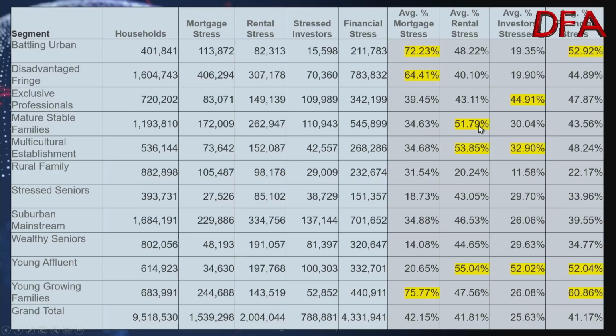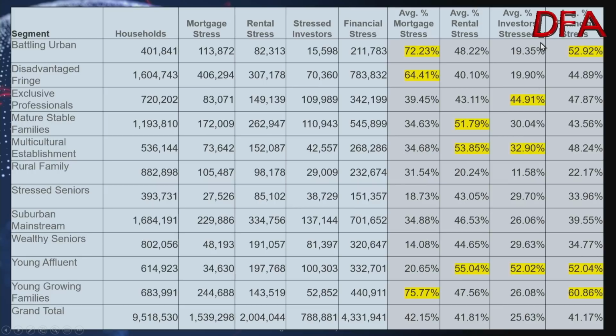Then we go to rental stress, and more mature, stable families and the multicultural establishment, the first-generation Australians, is where the highest degree of rental stress is, plus the young affluents. So a lot of younger people who've got bigger incomes but are having to pay a lot of it out for their rentals, which means that more than half of the young affluents are actually in stress at the moment.